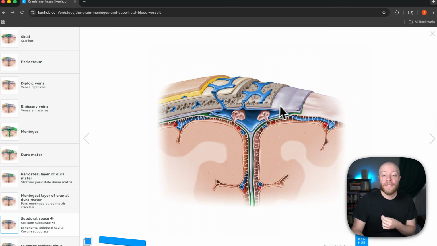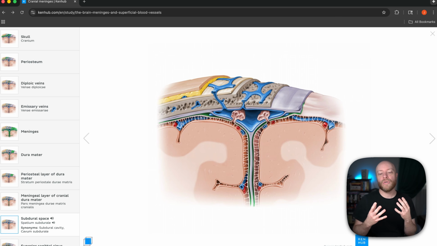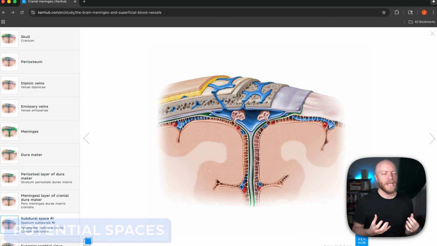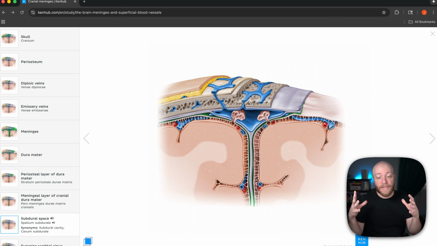All right, so then we're going to get the subdural space. Now, we didn't highlight the epidural space, but these are what are called potential spaces. A potential space is a space that doesn't necessarily always exist. It can exist due to injury. It can also exist if there's fluid inside of there that's supposed to be there, but it also may not be there and it can collapse on itself.